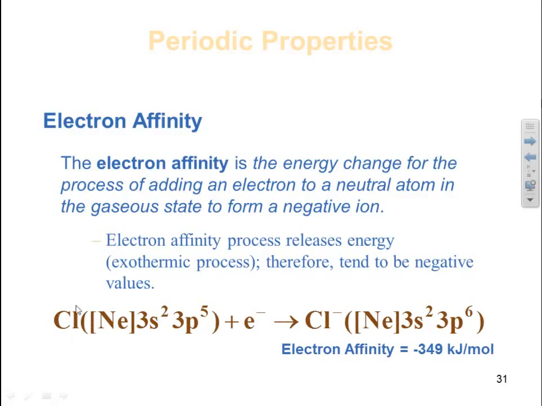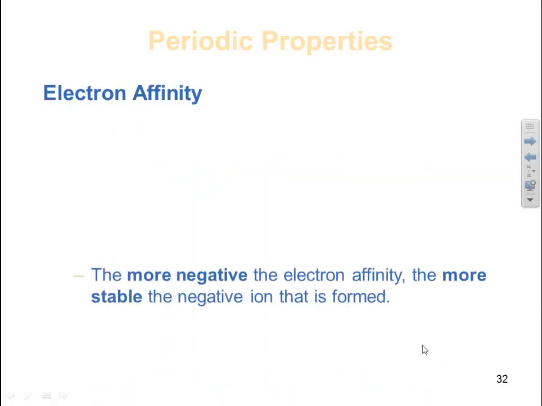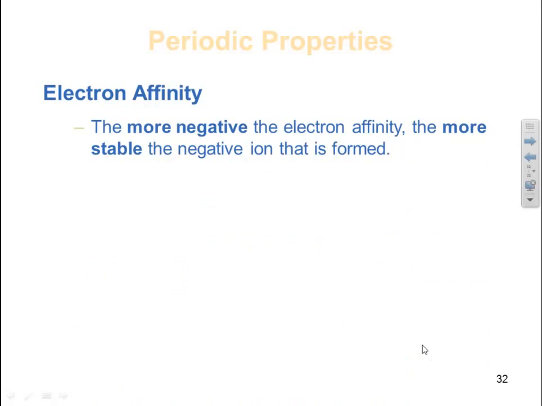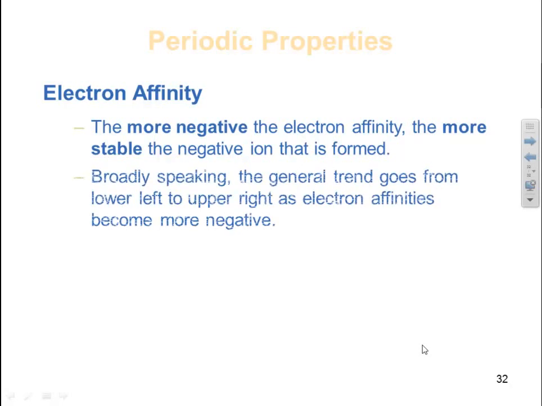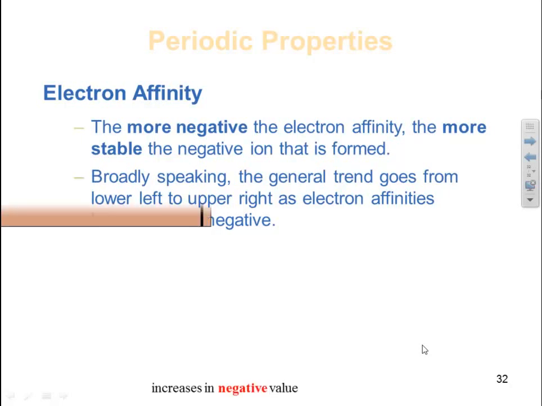Look at chlorine. Taking on an electron, forms Cl-. Electron affinity is a negative 349 kilojoules per mole. The more negative the electron affinity, the more stable the negative ion that is formed. Broadly speaking, the general trend goes from lower left to upper right as electron affinities become more negative.